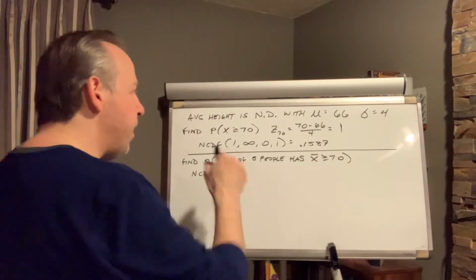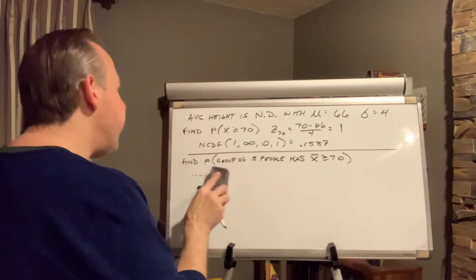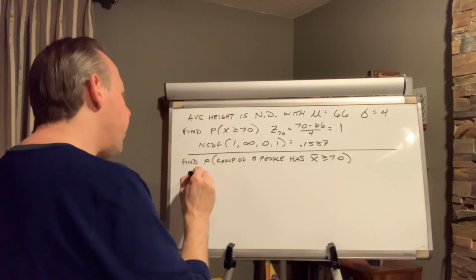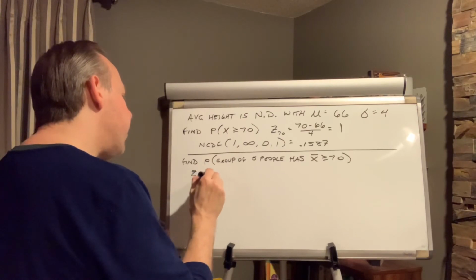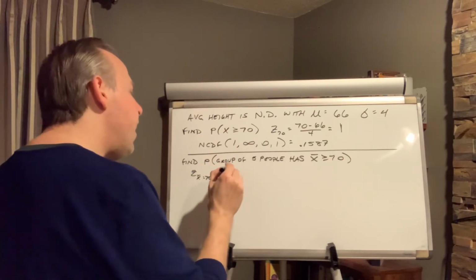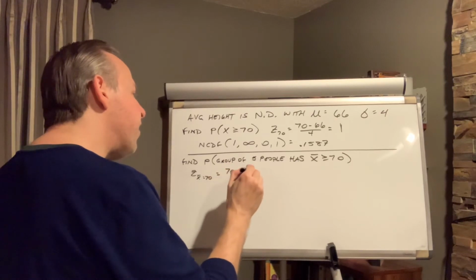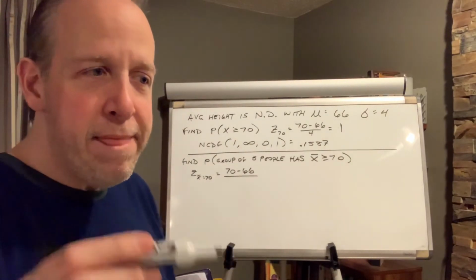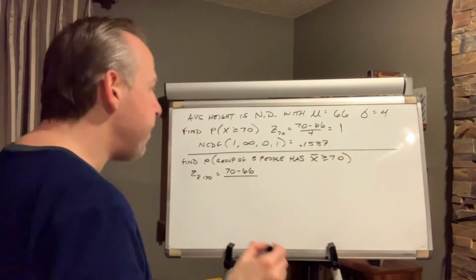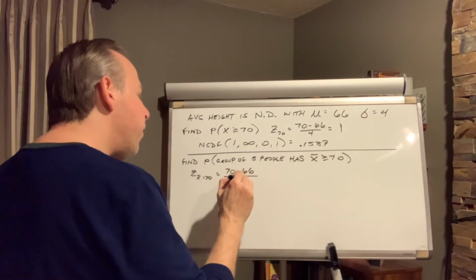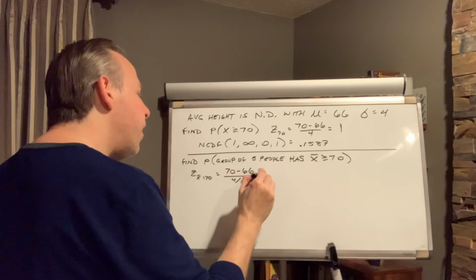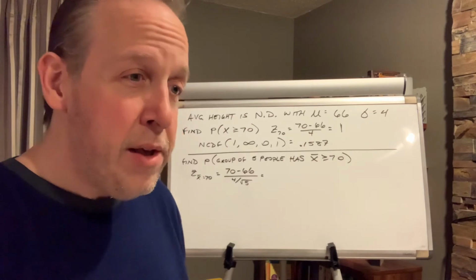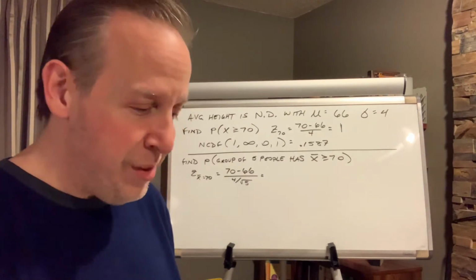I need to find their z-score first, sorry. So let's find the z-score first for that group. The z-score for a group whose average is 70, or let's say higher, is still 70 minus 66. But the standard deviation, that's going to change because I have a group of 5 people. So it's 4 divided by the square root of 5. Remember how the sampling distribution works. The standard deviation is narrowed in inverse relation to the size of the sample.